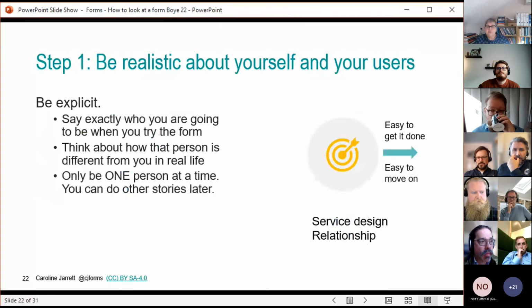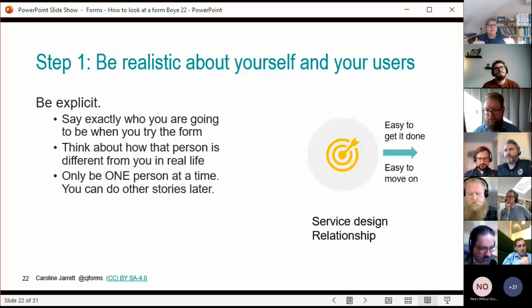If you're in a meeting or you're doing it on your own, try and actually write just a little once upon a time story that says exactly who you're going to be when you try the form. Being yourself is fine, but acknowledge where you're coming from as well. If you choose to be someone else, take a moment, literally just like 5 seconds is enough to think about how that person is different from you in real life.